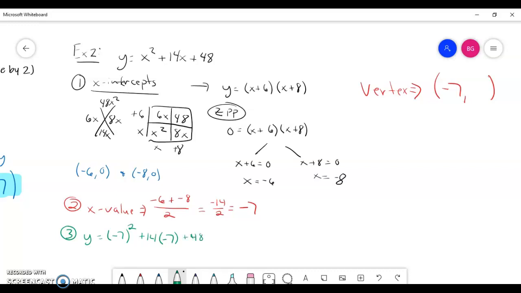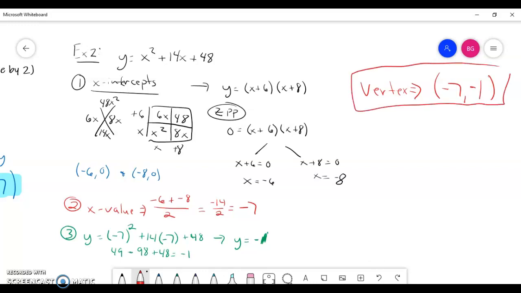Now, the nice thing is if you use parentheses here, you can type this all into the calculator, and your y value will equal negative 1. If you want to do it without that, remember, negative 7 squared is a positive 49. 14 times negative 7 is negative 98. And then we have a plus 48, which still gets you negative 1. So now that we have our y value, negative 1, we can fill that in our coordinate, in our y spot. So we have negative 7, comma, negative 1 for our vertex, and we now have it.